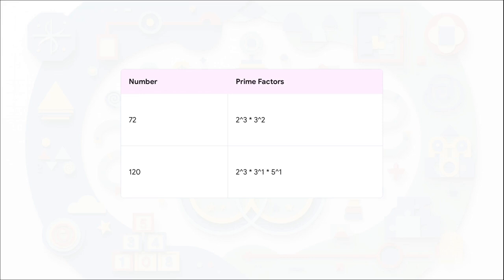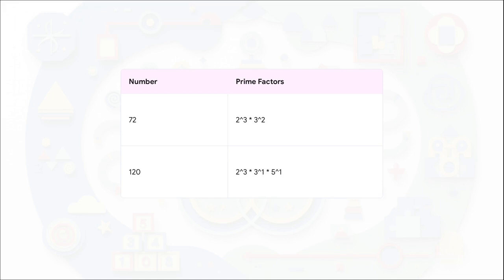So how on earth do we find the HCF from this? Well, it's actually incredibly simple. You just take what is common to both, and you take the lowest power. Since they both share a 2 to the power of 3, and they share a single 3, you just multiply those. Boom, your HCF is 24.